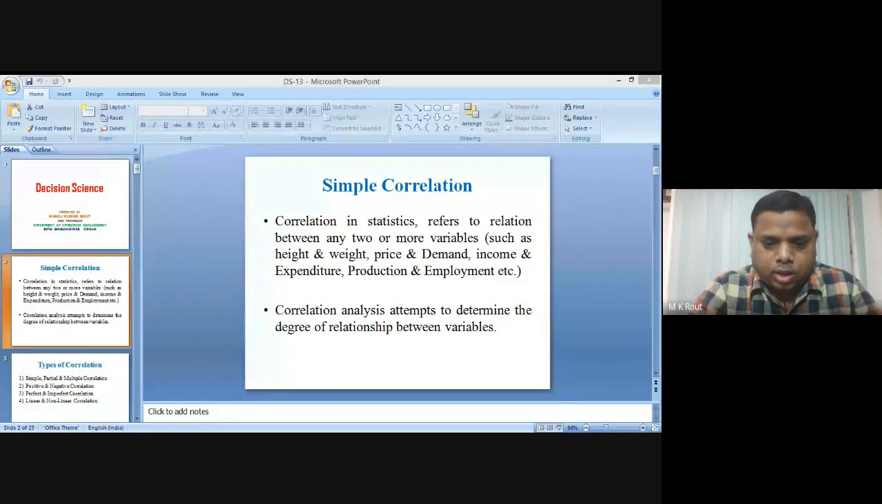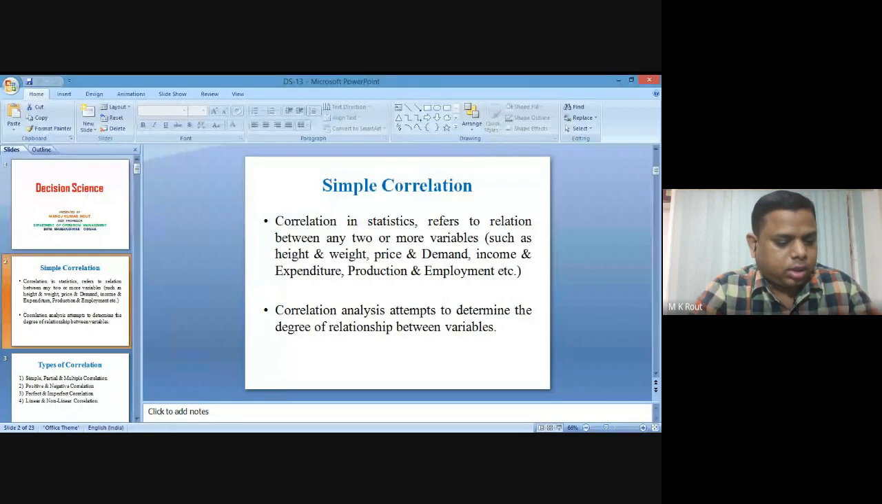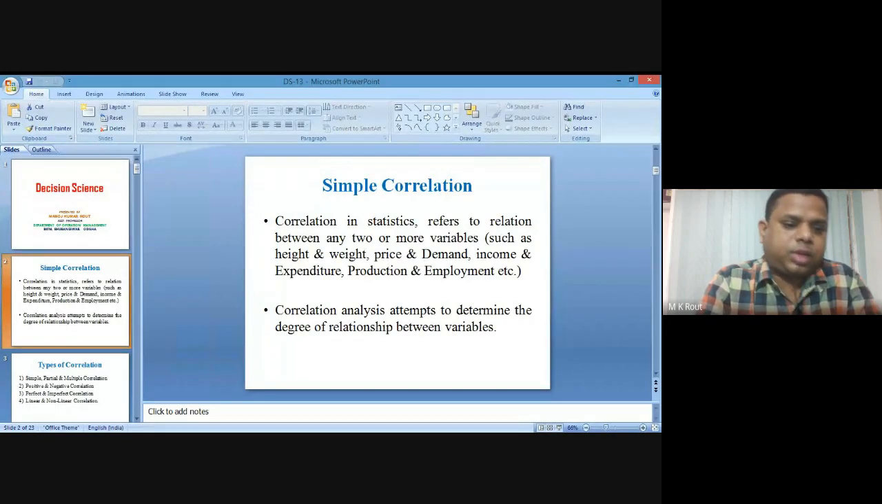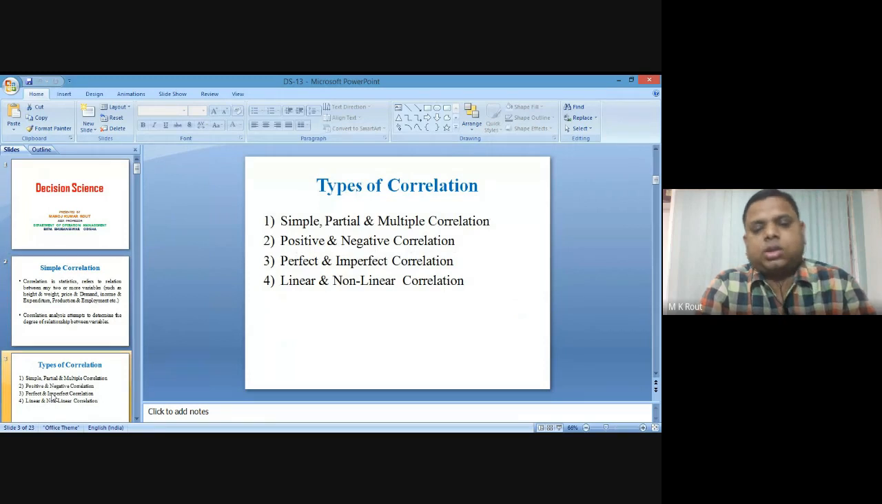Moving to the next one, the second point: simple correlation analysis attempts to determine the degree of relationship between variables, whether two or more than two variables should be considered for attaining the different degrees of relation between these variables. In the same class, we discussed simple, partial, and multiple correlation, positive and negative correlations, perfect and imperfect correlations, and the last one, linear and non-linear correlations.